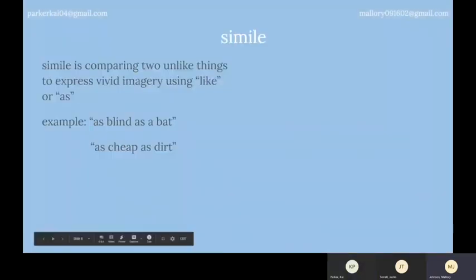Okay, the next type of figurative language we're going to talk about is a simile. So a simile is a way of comparing two unlike things to express vivid imagery while using like or as. So an example is when someone says, "You are as blind as a bat," or "You are as cheap as dirt." They're comparing two unlike things. They're comparing you to a bat and you to dirt. And as you can see in both examples, they used as.